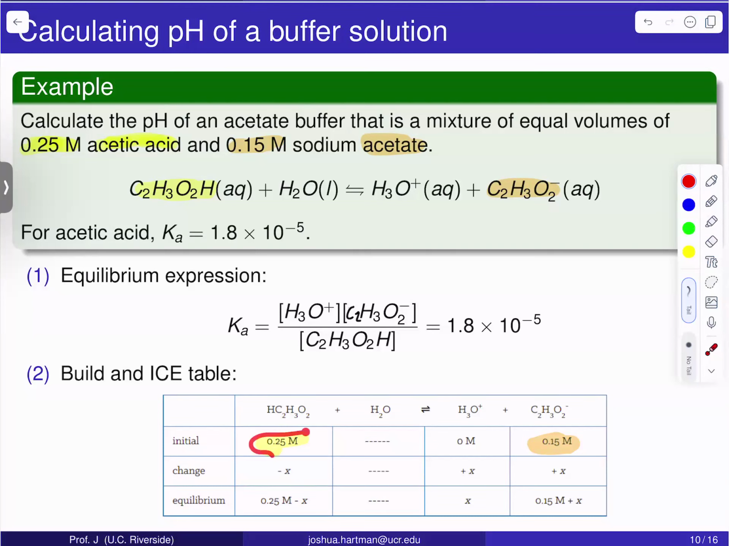Now, once you have those initial concentrations written in, we can finish off our ICE table. We're going to represent a change in that concentration. We've decided to just go ahead and put a minus X on the left-hand side, plus X on the product side. And then you'll come up with your equilibrium concentrations.